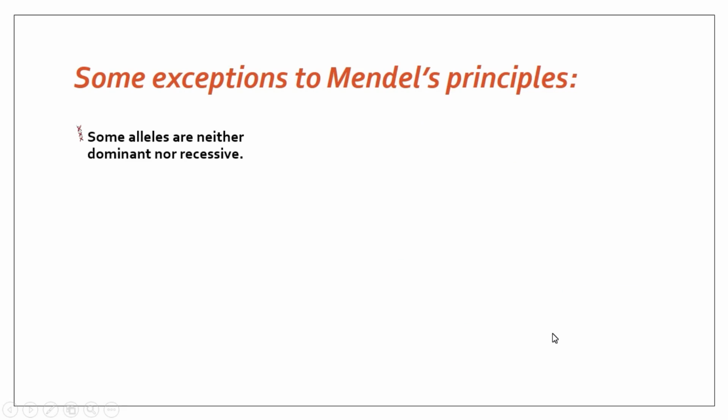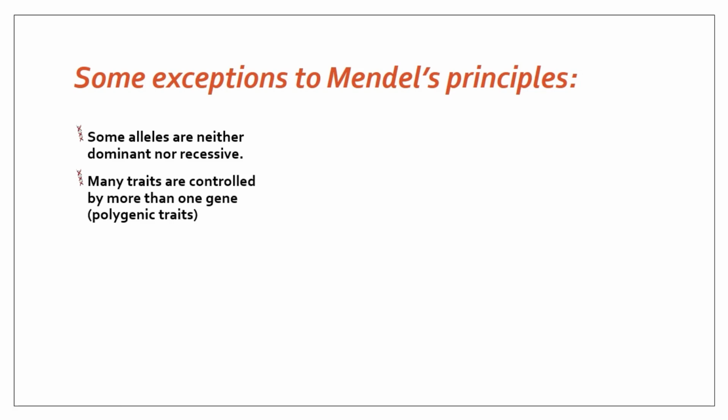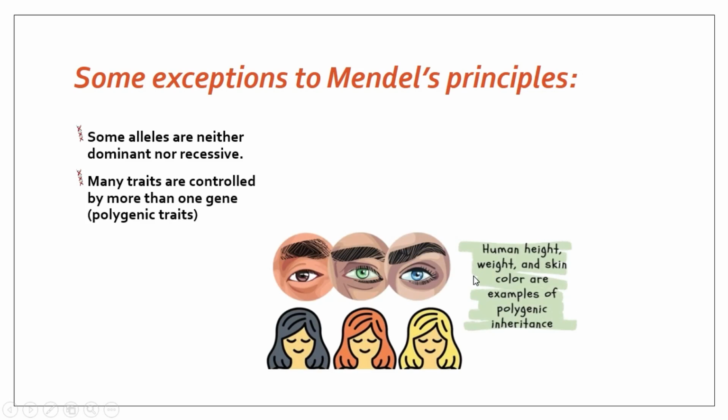The second exception to Mendel's principles is that he said that for each gene there are two traits or two alleles, but we have some traits that are controlled by more than one gene. For example, human height, weight, skin color, blood type. These are kinds of traits that are controlled by more than two genes. The expression that we can use for these kinds of traits is polygenic traits.